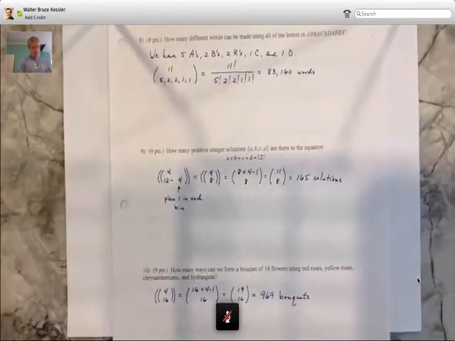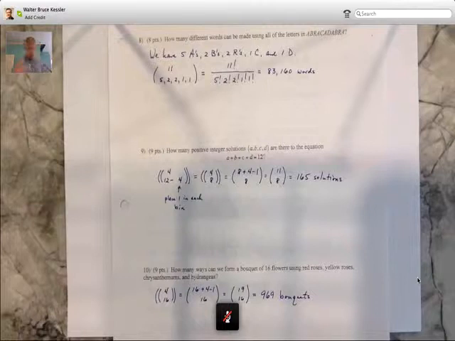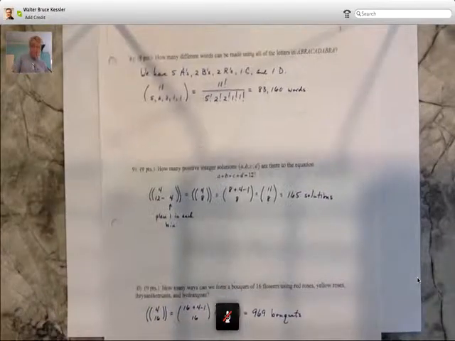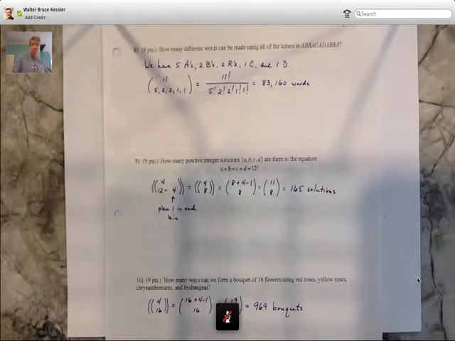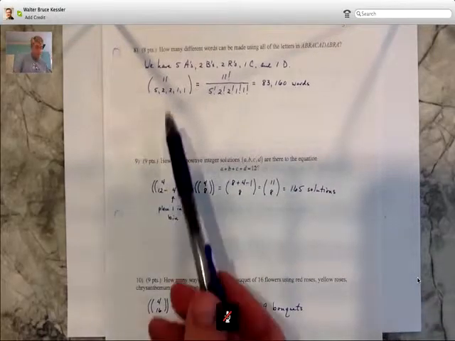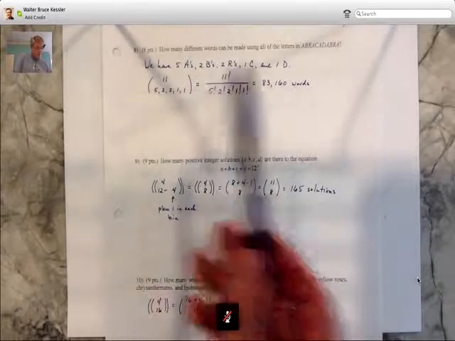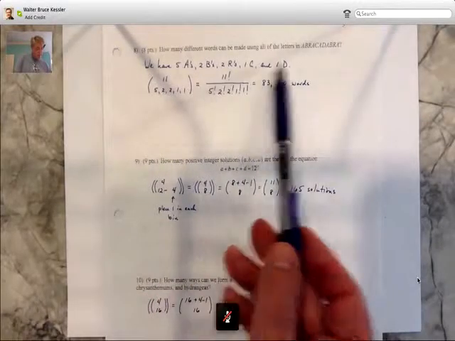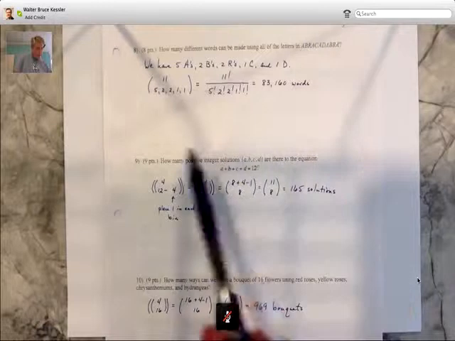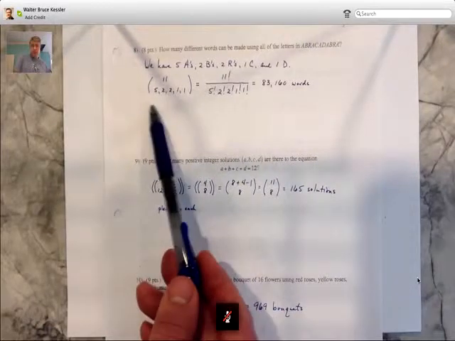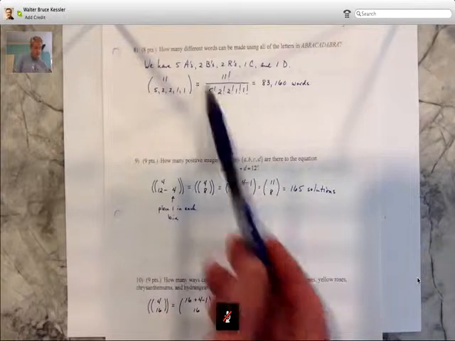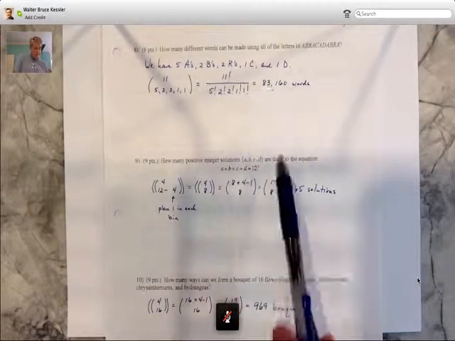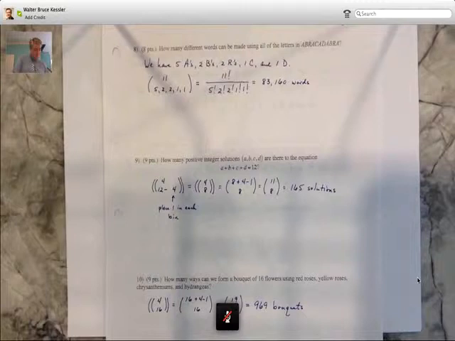Problem 8, we have the question, how many different words can be made using all the letters in abracadabra? We have now things in order. We have fixed repetition of certain things. So this is going to be a multinomial coefficient where we've got 5 A's, 2 B's, 2 R's, 1 C, and 1 D present in this word. So that's 11, multi-choose 5, 2, 2, 1, and 1. And so do the arithmetic there, 53,160 words.